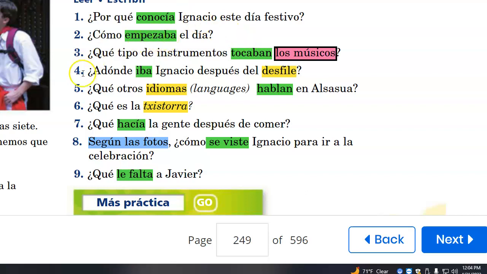the type of instruments that they used to play. All right, number four, ¿a dónde iba Ignacio después del desfile? Where did Ignacio used to go after the parade? So we're looking for a location, right? For number four. Number five, ¿qué otros idiomas hablan en Alsasua?